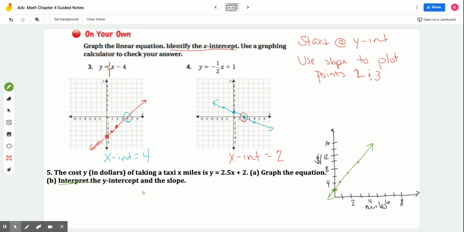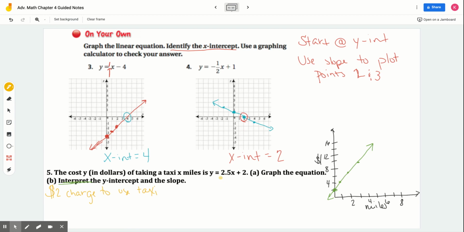Interpret means to explain. Tell us what it means. So the y-intercept, in this problem, what does a y-intercept tell us? We're talking about taking a taxi. So if the y-intercept is $2 at 0 miles, what does that tell us? That should tell us that there's a $2 charge to use the taxi. So this is without even going anywhere. You get in the taxi, it's an automatic $2.